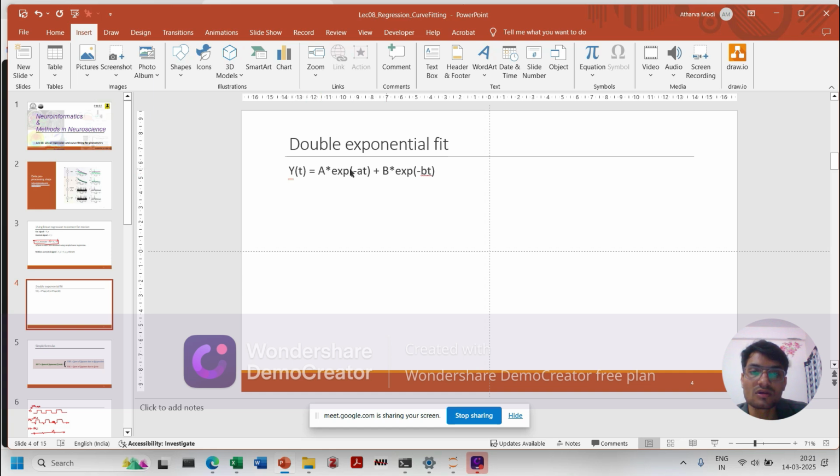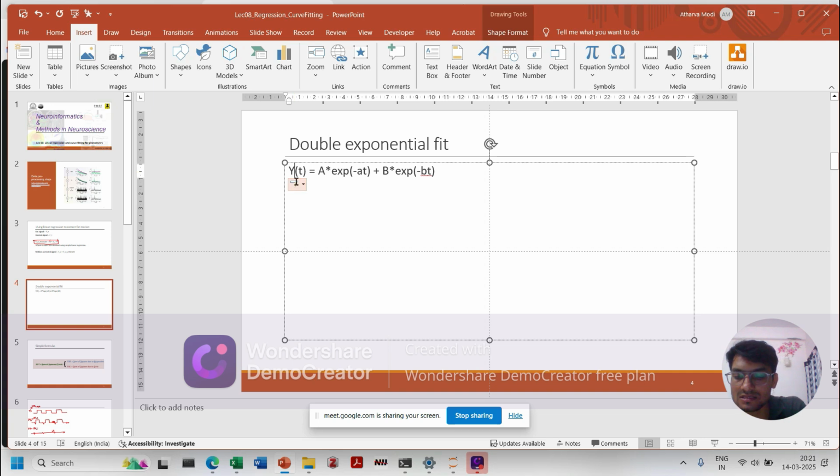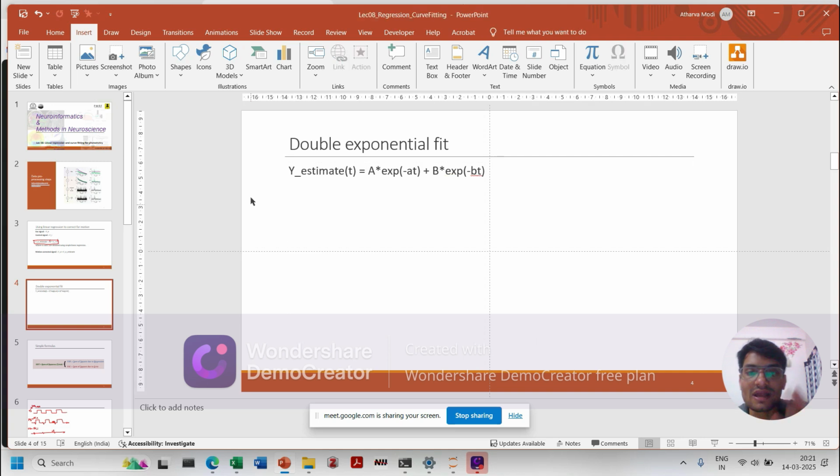So this is again an estimate, right? Now here our independent variable is time and the dependent variable is y. So y estimate is capital A exponential of minus a t plus capital B exponential of minus b t. We have to estimate capital A and capital B. But there can be other kinds of problems where small a and small b are also not known, so you have to estimate all four of them.